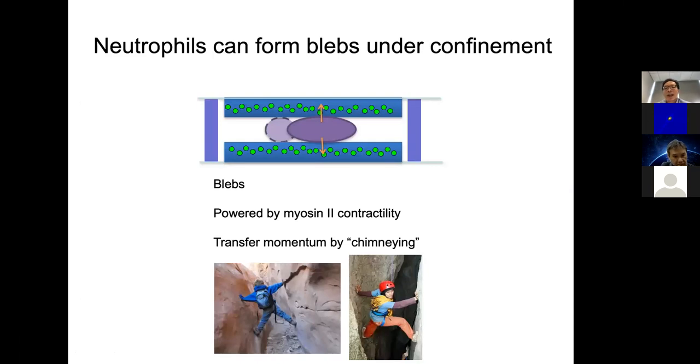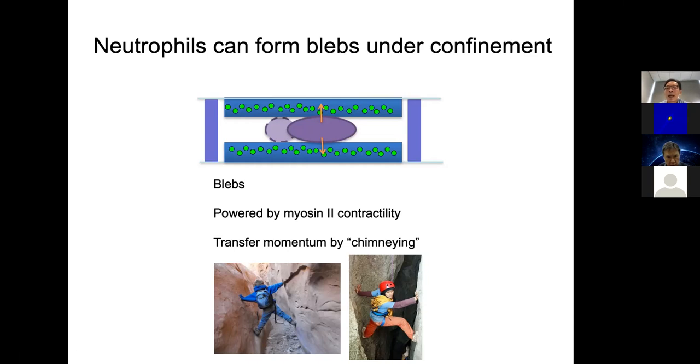What we think is happening here is that as this cell is being squeezed by the two pieces of gel, it is pushing on these gels to anchor itself, and then it migrates forward. This is a little bit like people going rock climbing, where they push on the rocks to propel themselves upwards. We call this chimneying. So we think the mechanism for the cell transferring momentum in order to migrate is this process of chimneying. But this requires us to confirm or prove that there are actually forces acting, so the cell actually pushes and exerts perpendicular forces onto the substrate.